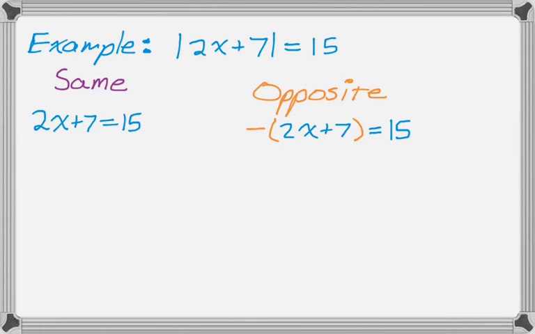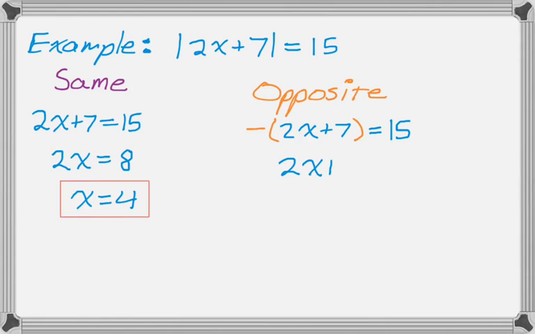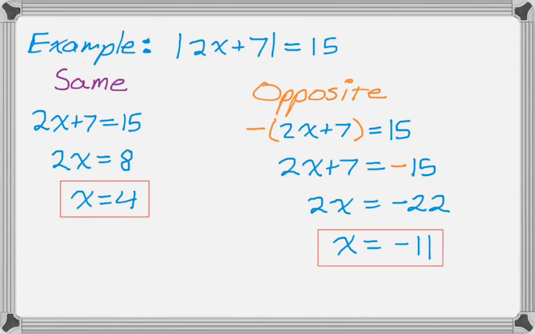So now I'm going to solve the left-hand equation where it's the same, so I'll subtract 7 from both sides, and then I'll divide by 2. I get x equals 4, and now I'm going to go back to the second equation. First thing I'm going to do is multiply through by negative 1 to just get 2x plus 7 equals negative 15. I'm going to subtract 7 from both sides, and then divide by 2 to get x equals negative 11. So those are actually my two solutions to this equation.